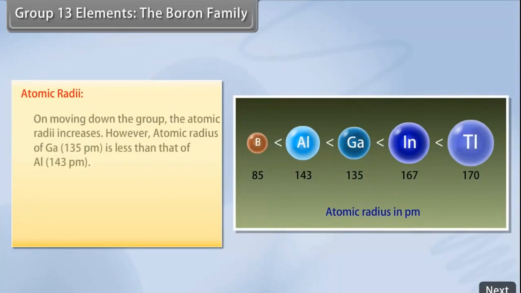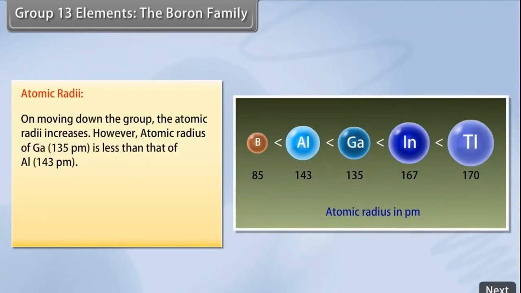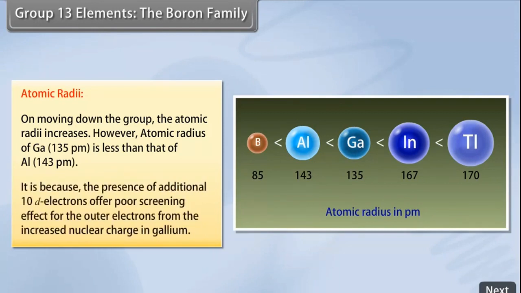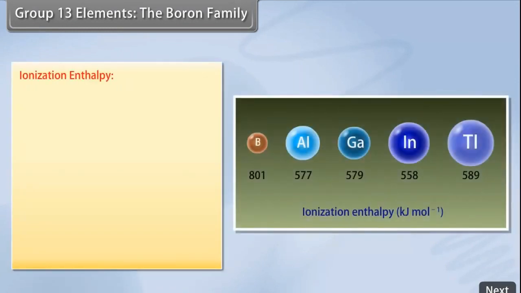Atomic radii. On moving down the group, the atomic radii increases. However, the atomic radius of gallium, 135 picometer, is less than that of aluminium, 143 picometer. It is because the presence of additional 10 d electrons offers poor screening effect for the outer electrons from the increased nuclear charge in gallium.